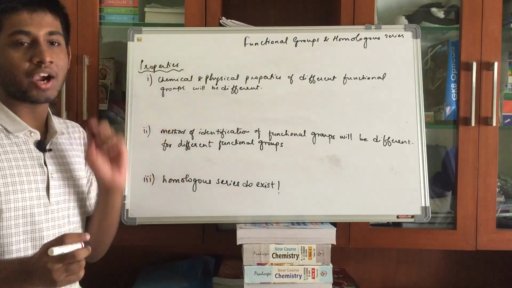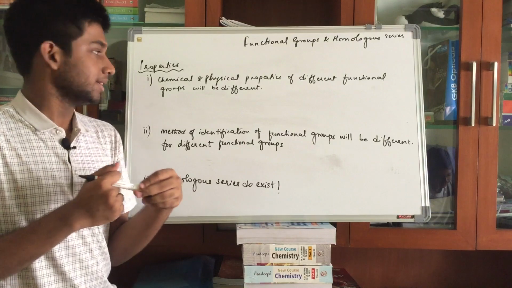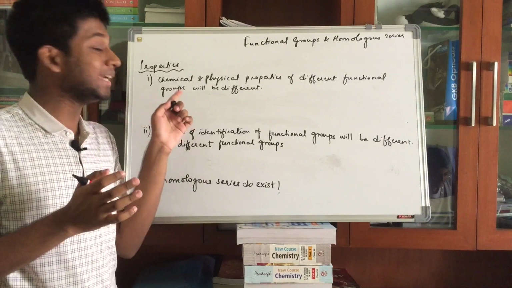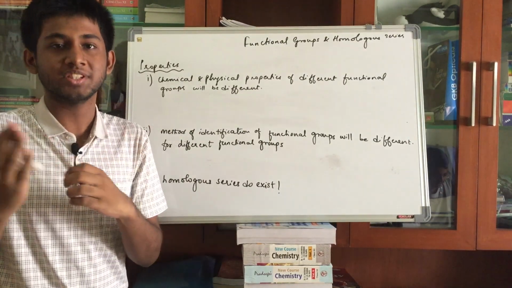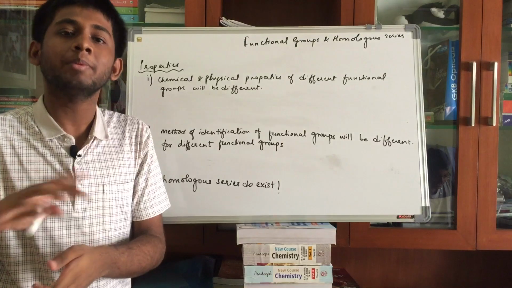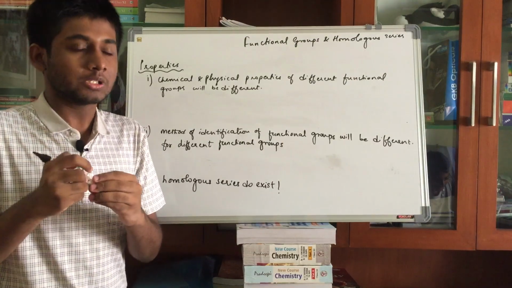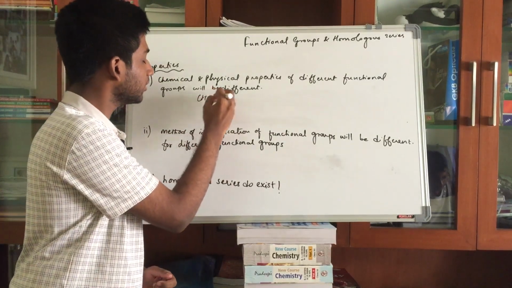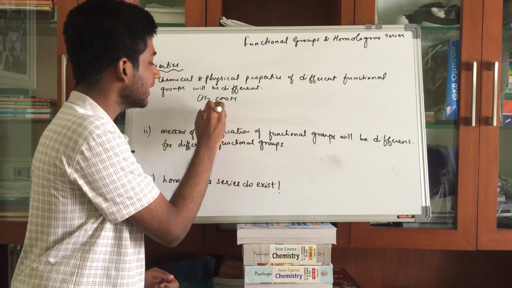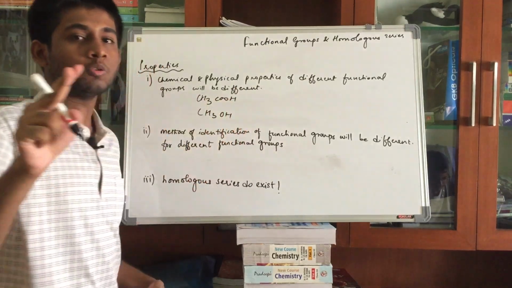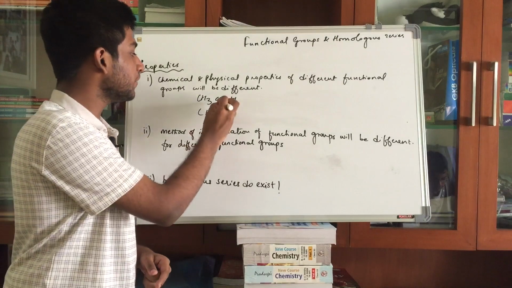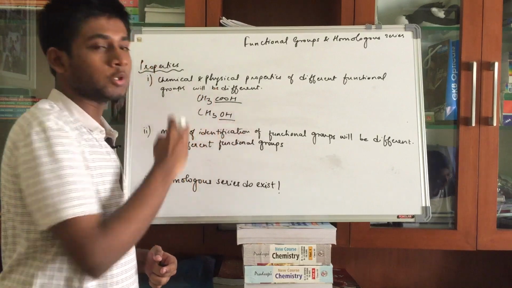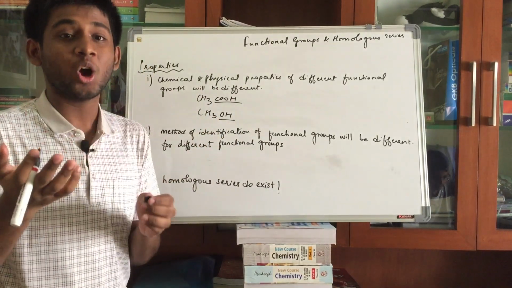So the first property of functional group, as I've written on the board, says that the chemical and the physical properties of the different functional groups will be different, depending on the functional group. For example, if you have a compound like CH3COOH and CH3OH, these are two different compounds which have two different functional groups. COOH is a functional group known as carboxylic acid, and OH is an alcoholic functional group.